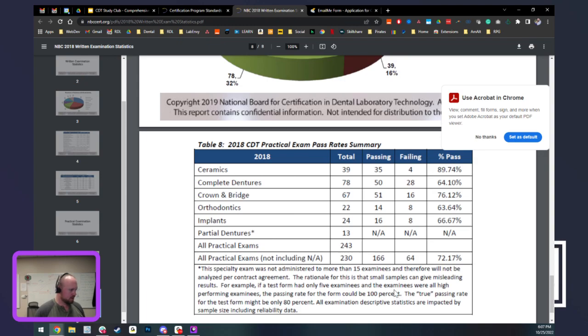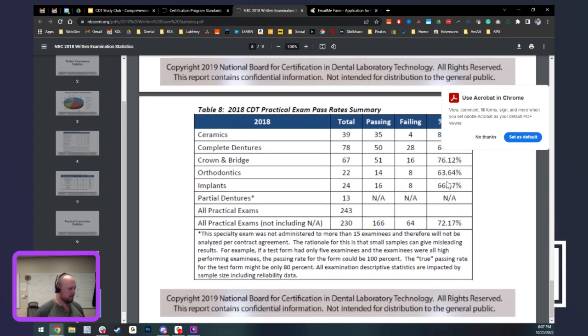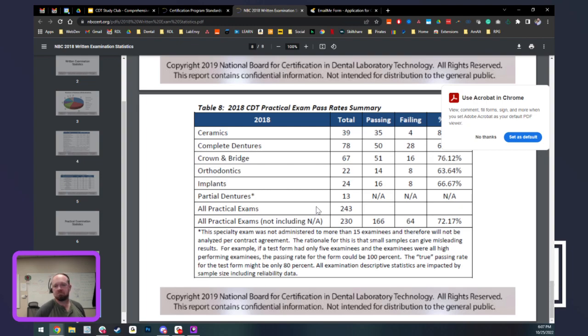For the practical exam, complete dentures had a 64% pass rate, almost the lowest. Orthodontics is the lowest at 63.64. So complete dentures has the lowest pass rate of anything. Yikes, ceramics has the highest pass rate. That's interesting. Okay, so there's some information for us to digest.